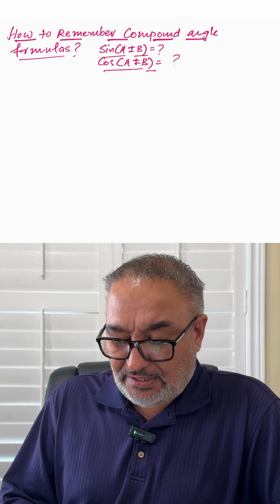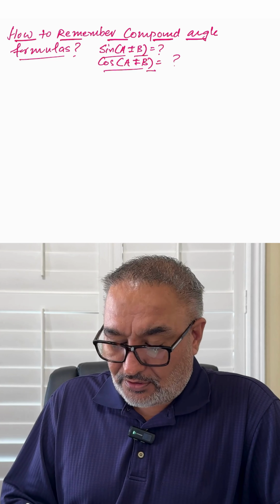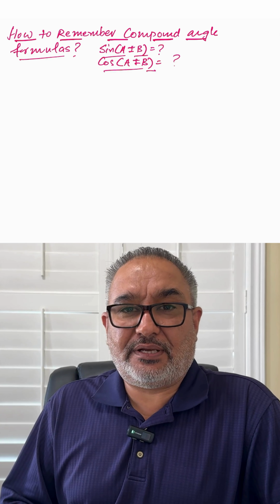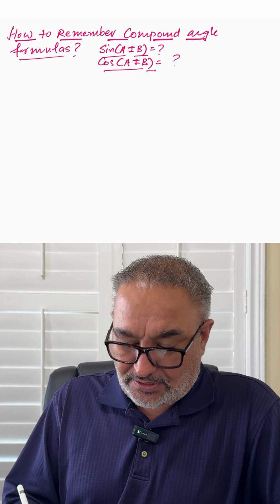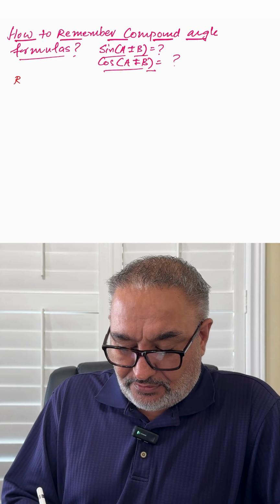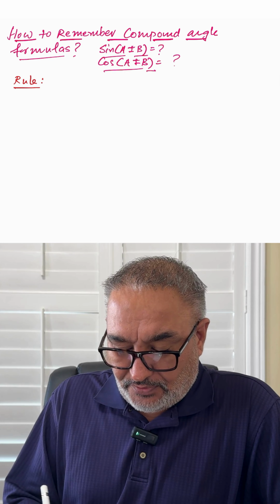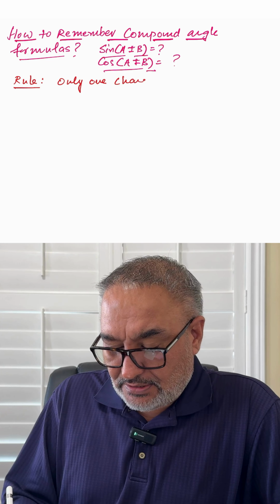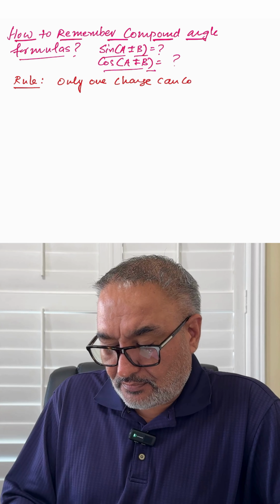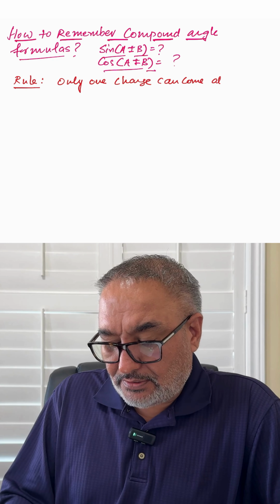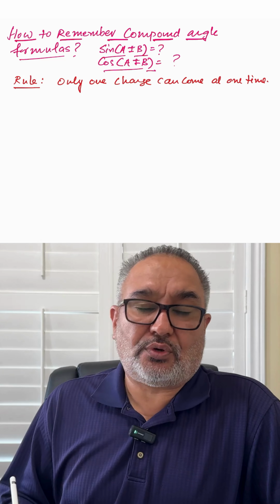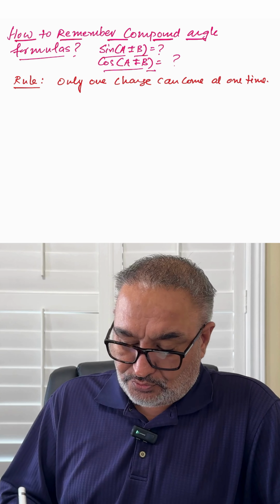So for sine A plus minus B or cos A plus minus B, there are two changes happening on the right side of this formula. You can write it as a rule. So the rule is, only one change can come at one time. We can't do two changes together.